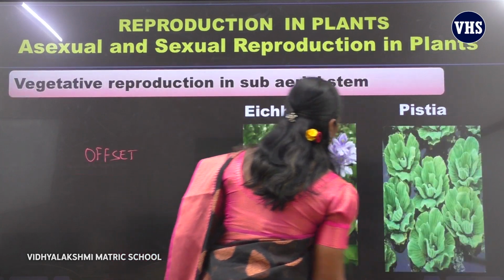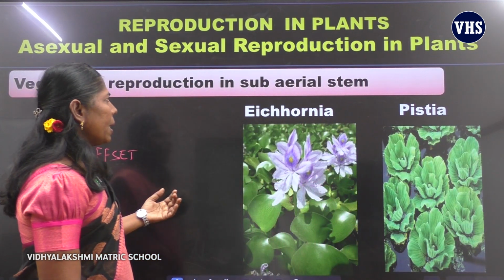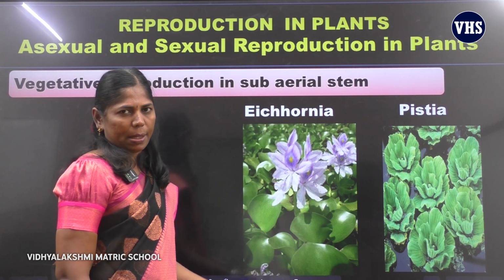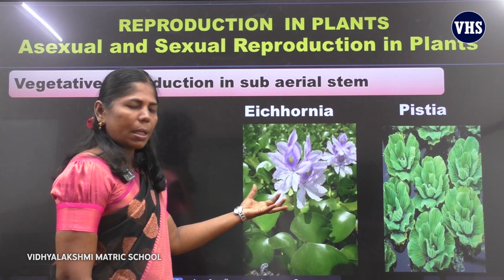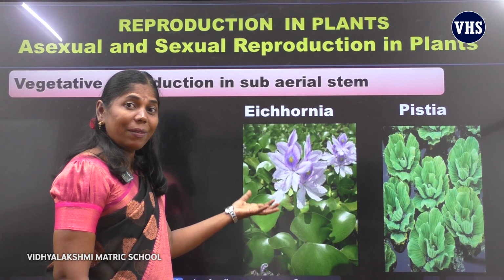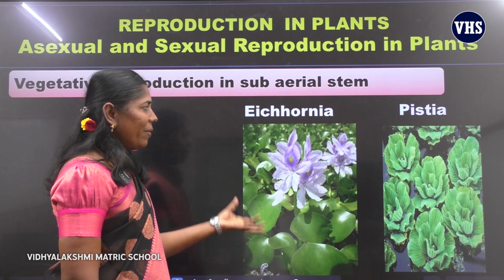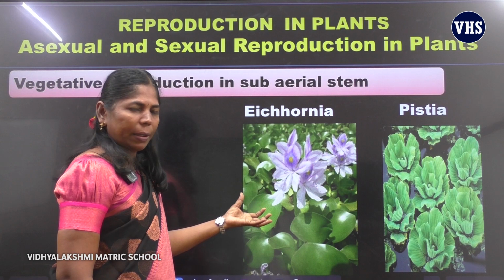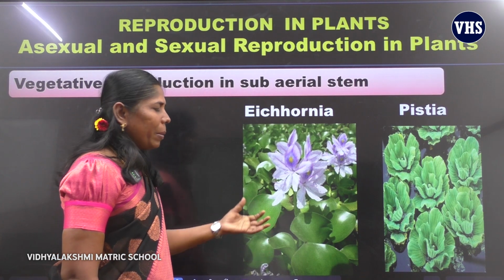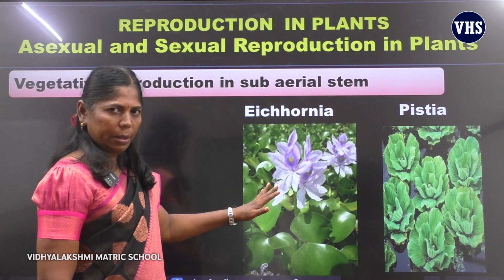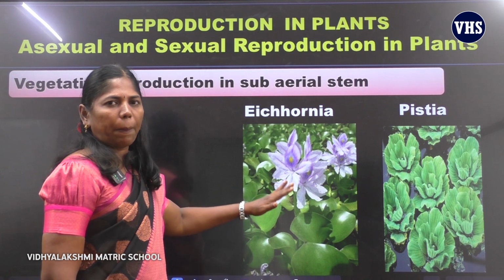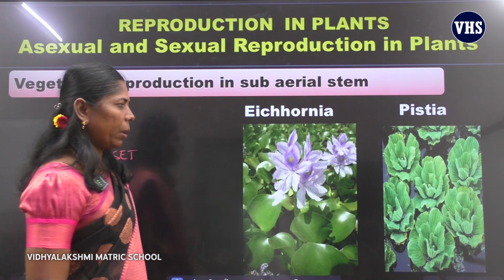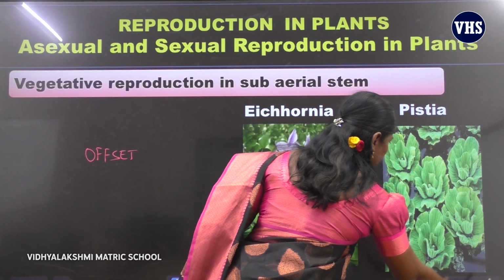And next one is the offset. Examples for offset are Eichhornia and Pistia. Both of them are aquatic plants, plants that live in water. Eichhornia is an invasive weed. It was introduced from a foreign country as an ornamental plant, but it has no uses for us, just ornament. It will grow very rapidly, faster than native plants. They can increase their population.